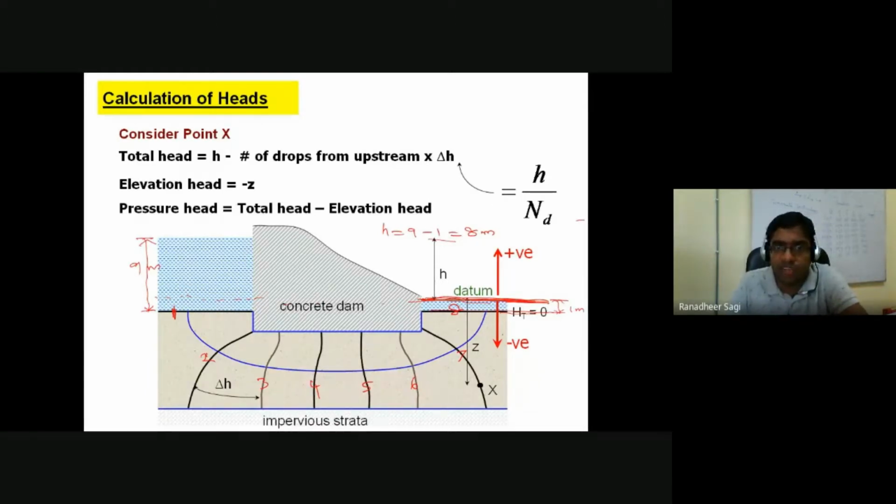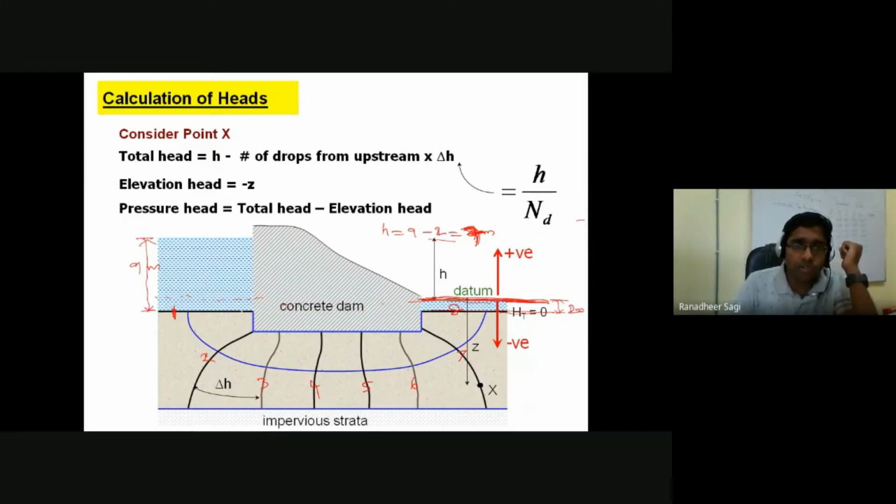Let me consider, for my easiness, this 1 meter to be 2 meters, so that as I have only 7 potential drops, the total head difference between upstream and downstream is 7. I am making my life simple just for calculation purposes. So what is the total head corresponding to this particular position, the first equipotential line that I have marked? What is the total head that we have with respect to the first equipotential line?